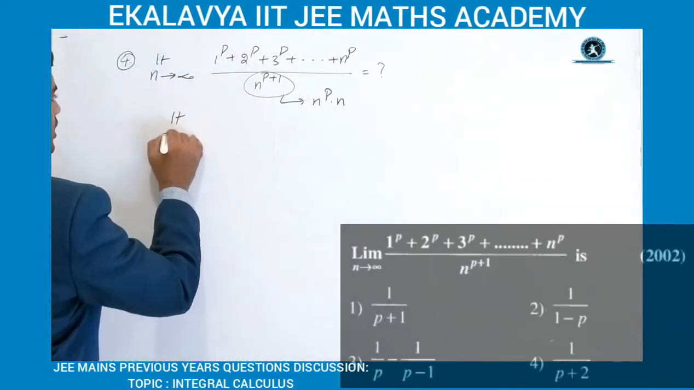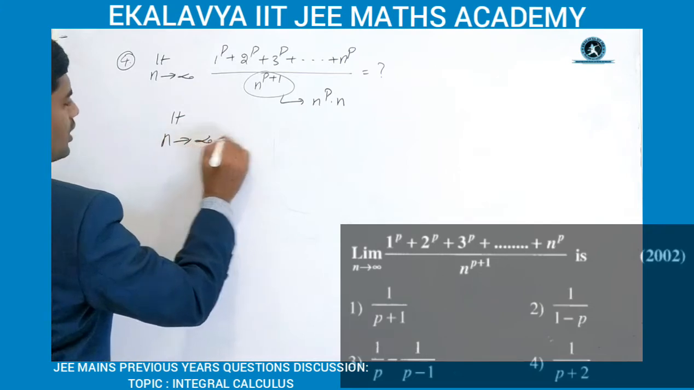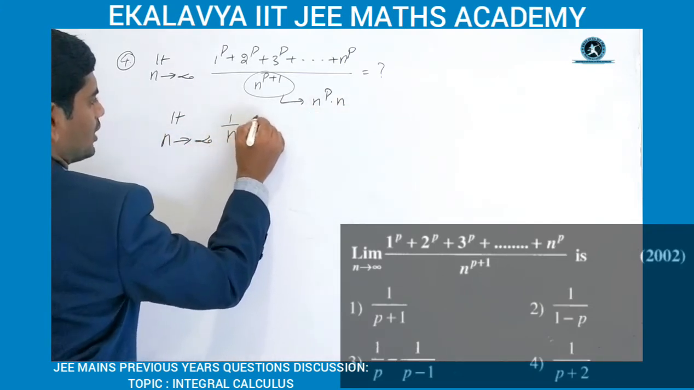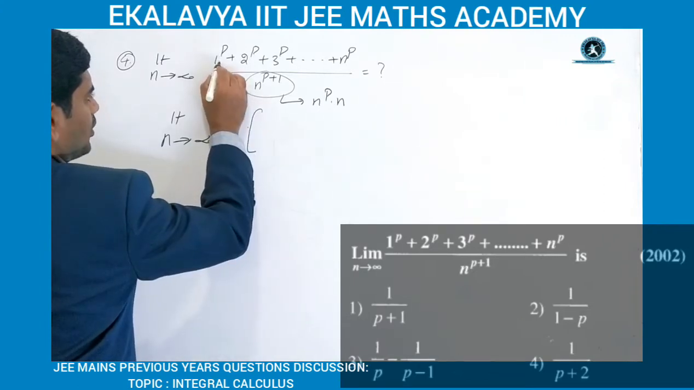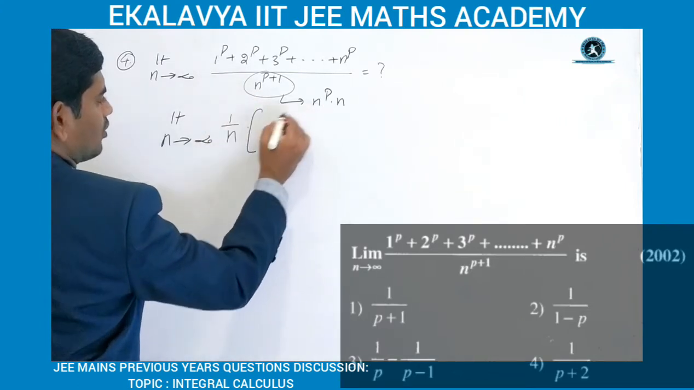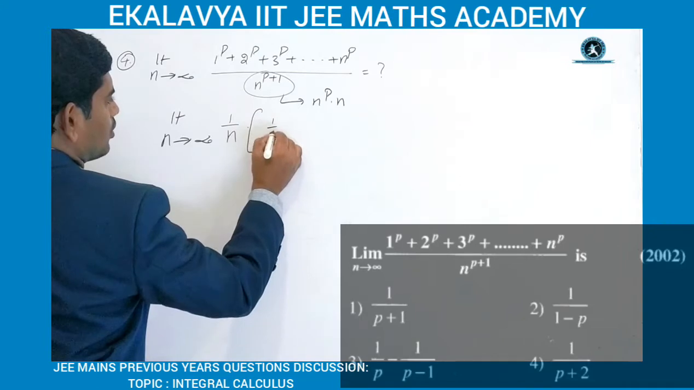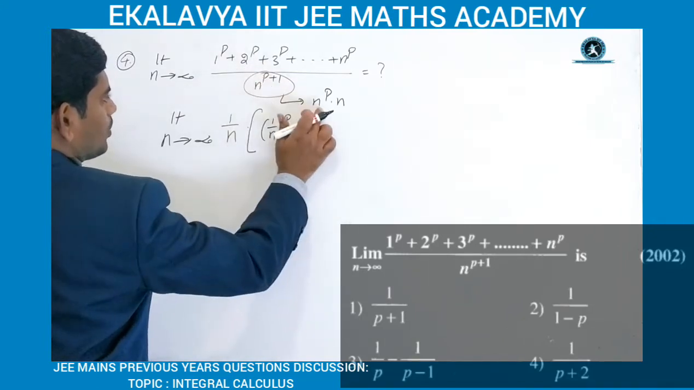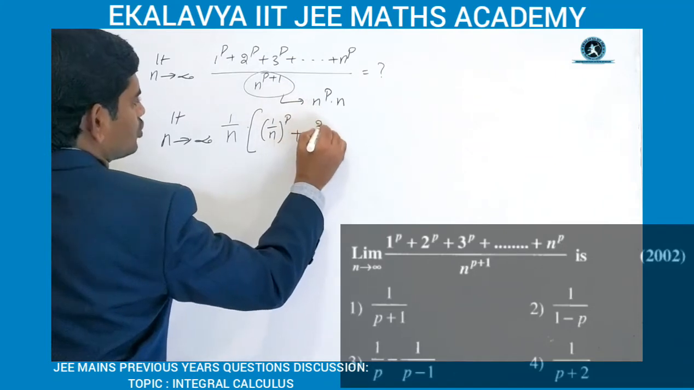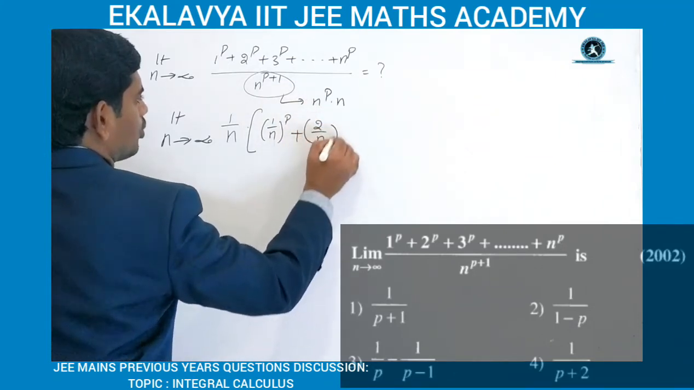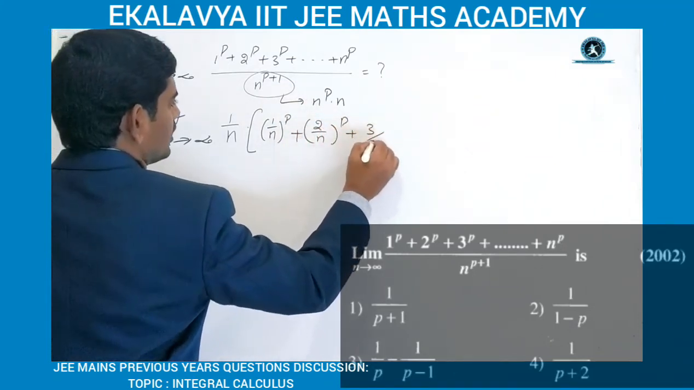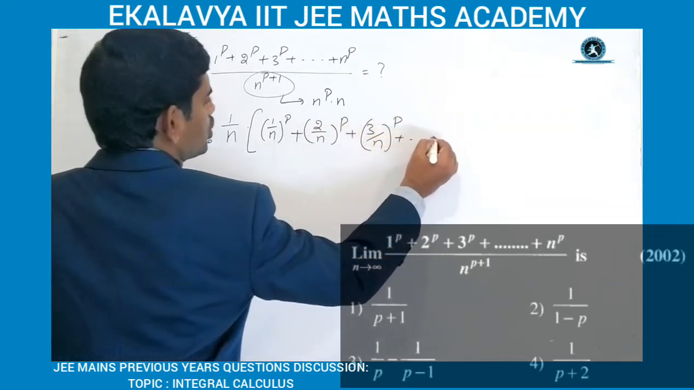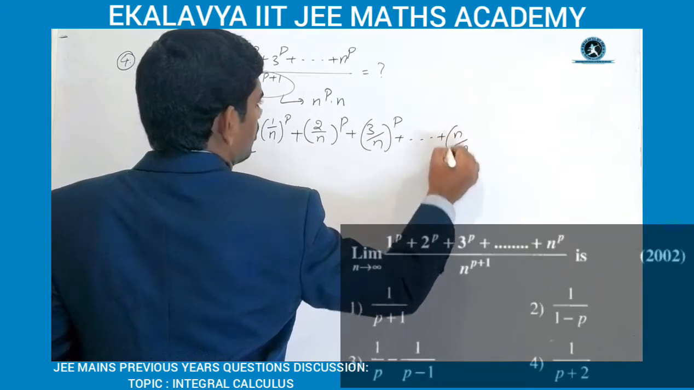Now limit n approaches infinity, this denominator n I am writing here as 1 by n into, now this 1 power p divided by n power p, we can also write as (1 by n) whole power p, plus similarly 2 power p upon n power p, we can also write (2 by n) whole power p, similarly (3 by n) whole power p, plus and so on, (n by n) whole power p.